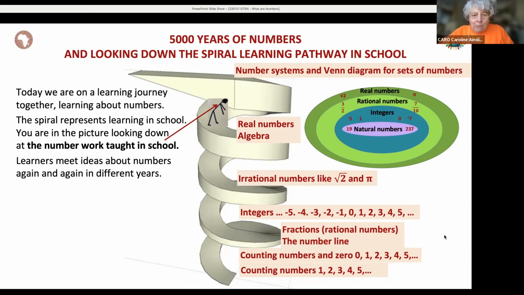From counting numbers, this is all about numbers, we're going to add zero, then negatives, fractions, and all the integers, covering the different types of numbers. You've got the irrational numbers, the rational numbers, the real and virtual numbers, and we're looking at all the number systems, as you can see in the Venn diagram.